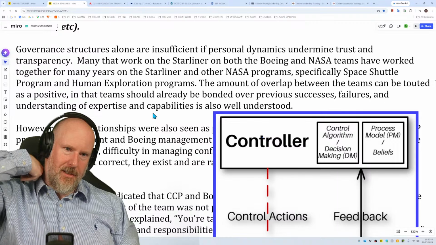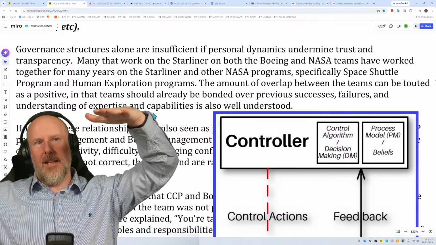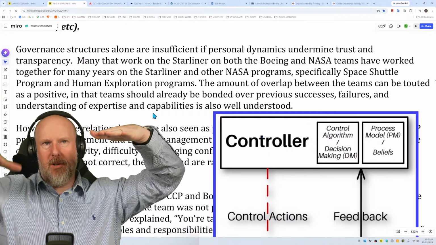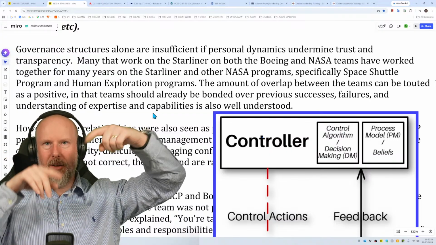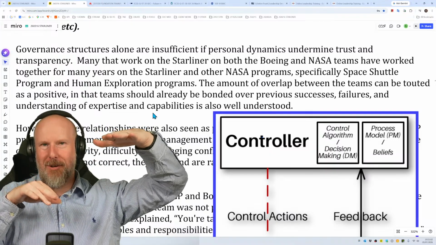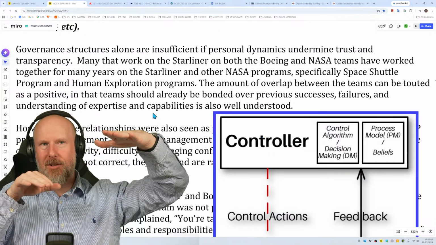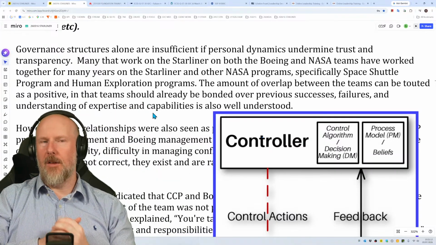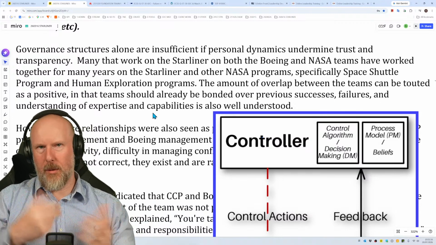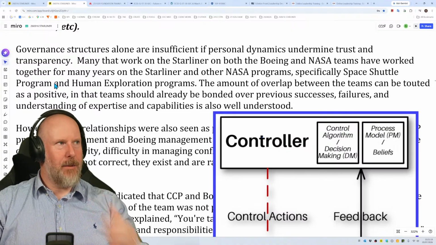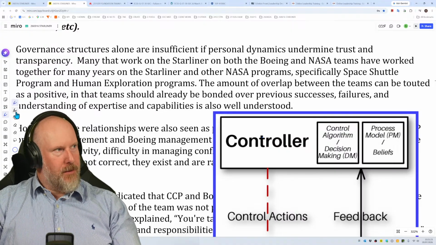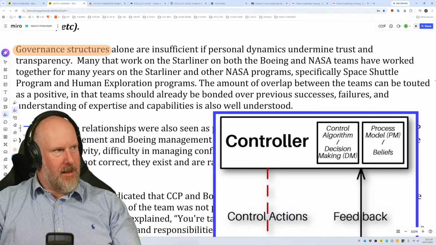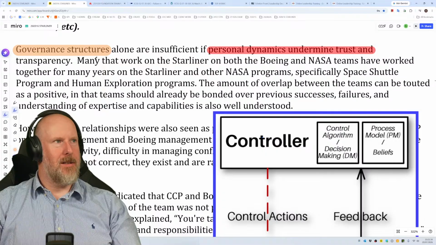Because if you have somebody who is really senior in the hierarchy, and they're now working with somebody else who was previously above them, even though this new role might put this other person at the same level or lower, then that personal interaction structure, for want of a better description, I maybe should write a paper about this, could actually influence the way this controller in the higher authority position behaves, and that might undermine the safety of the program. Anyway, so governance structures alone are insufficient if personal dynamics undermine trust and transparency.